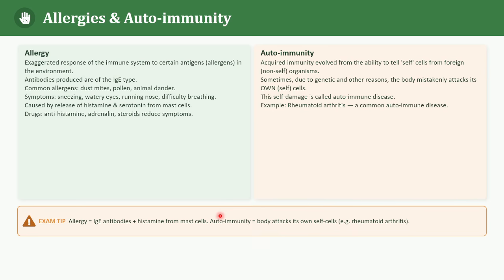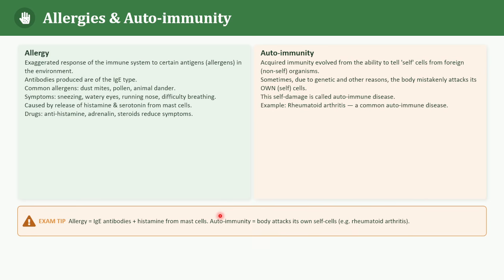What is auto? We already learned in our lower classes, autotrophs. Auto means self. So autoimmunity means immune response against self. It is the immune response against self. So always remember, the best example for this one is rheumatoid arthritis.